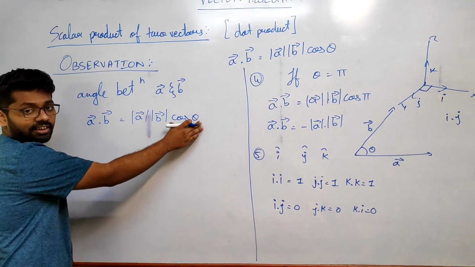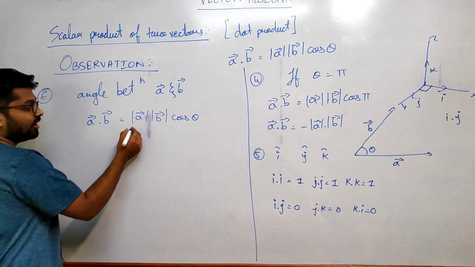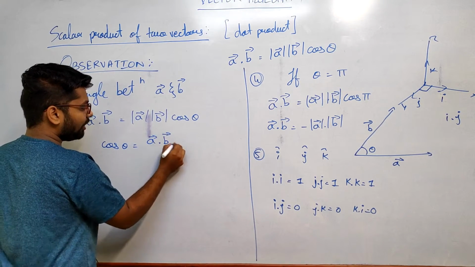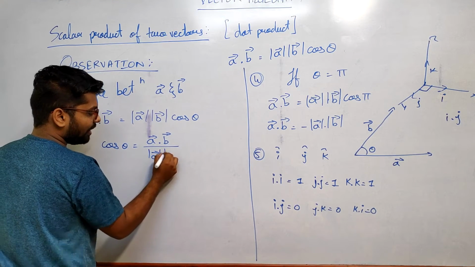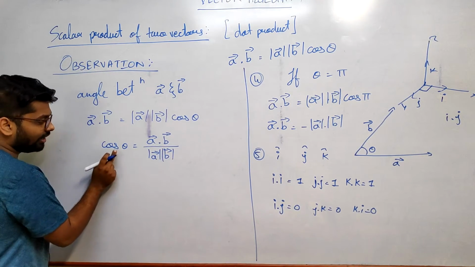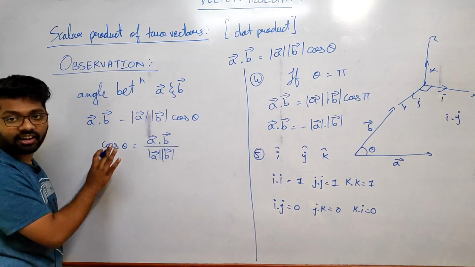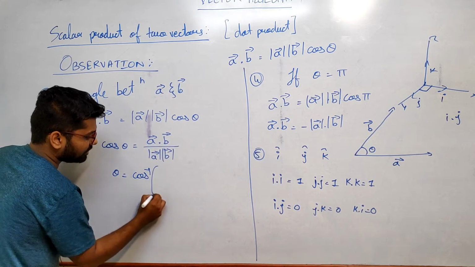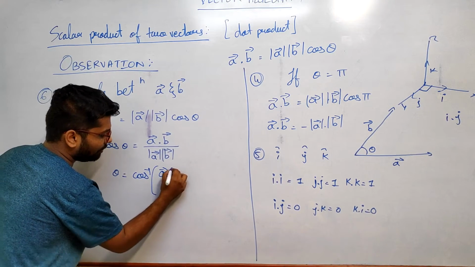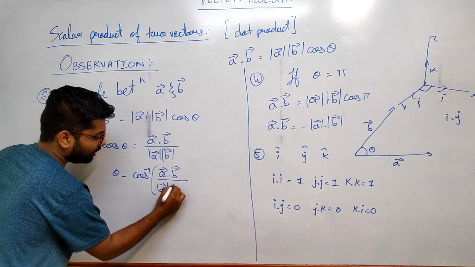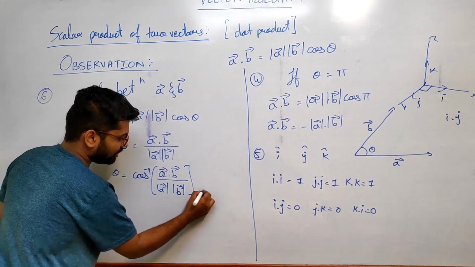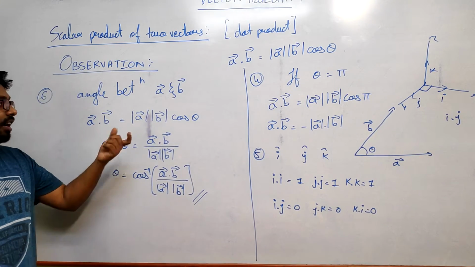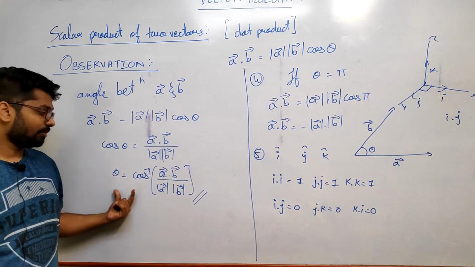I am interested in the angle, so I will send the remaining things to the other side. So it will be cos theta, which is a bar dot b bar divided by modulus of a bar, modulus of b bar. Now here it is cos, but I just need the angle. I don't want cos, so theta will be equal to cos inverse of a bar dot b bar divided by modulus of a bar modulus of b bar. So this is your next observation, that the angle between two vectors which are related by dot product is nothing but this.